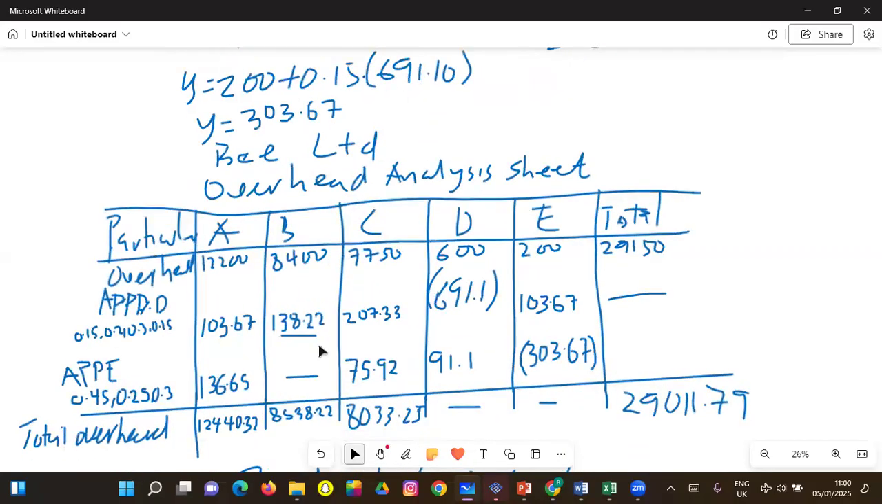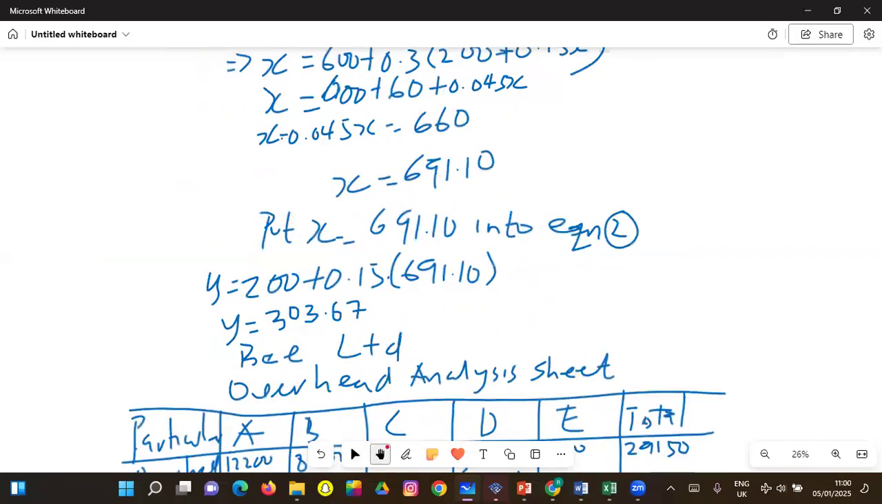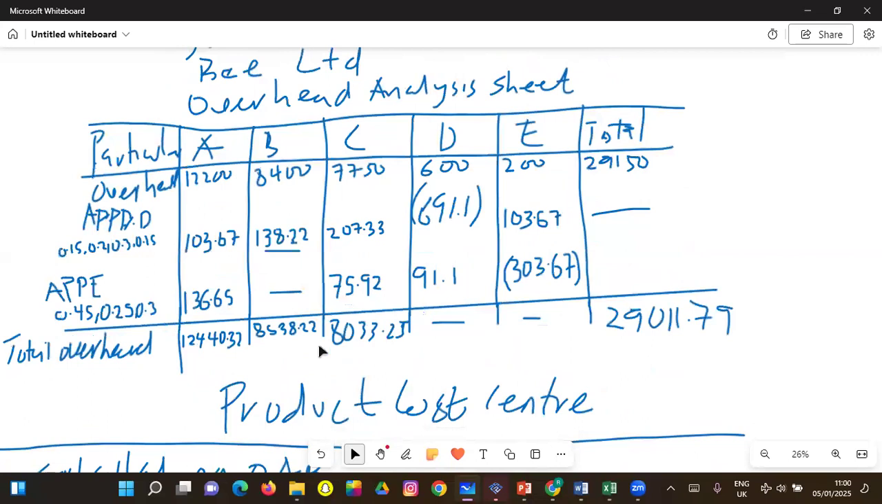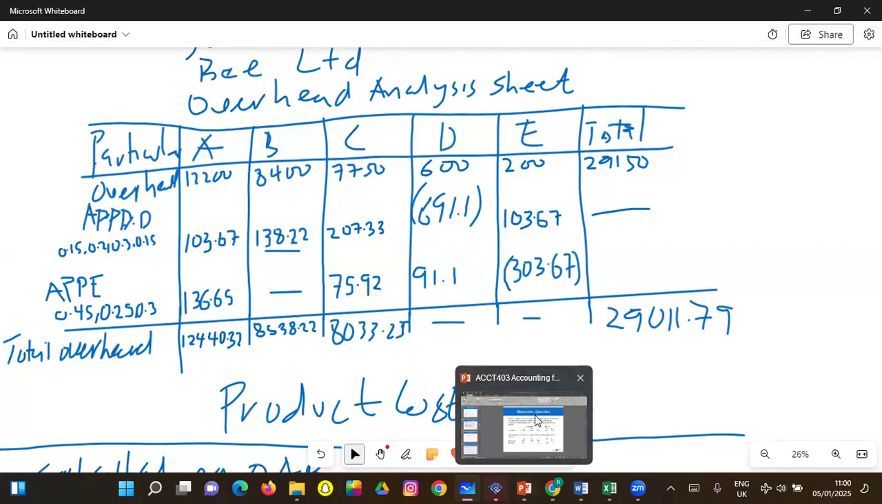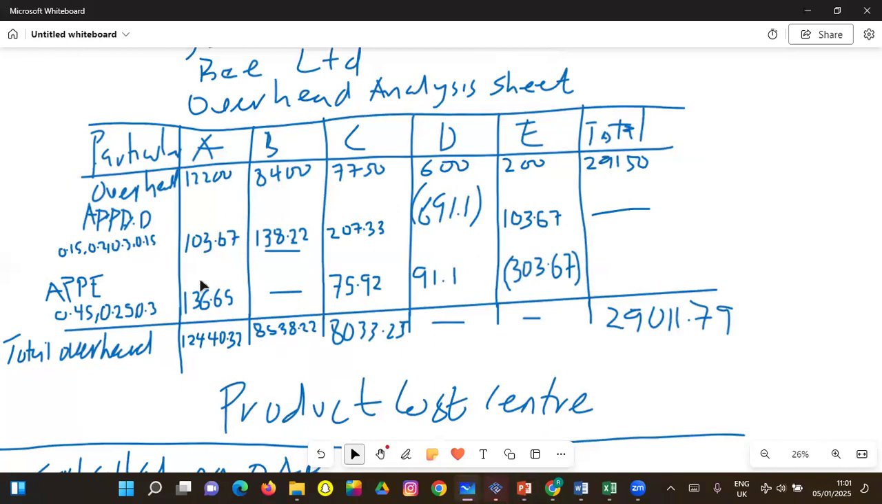So now, after getting this x and y, remember, x is for production department D, and y is for production department E, right? So you bring them onto the overhead analysis sheet again. You apportion the 619 on the production departments A, B, C, and then E again. That's what you are going to do. You apportion it using this same basis of apportionment.